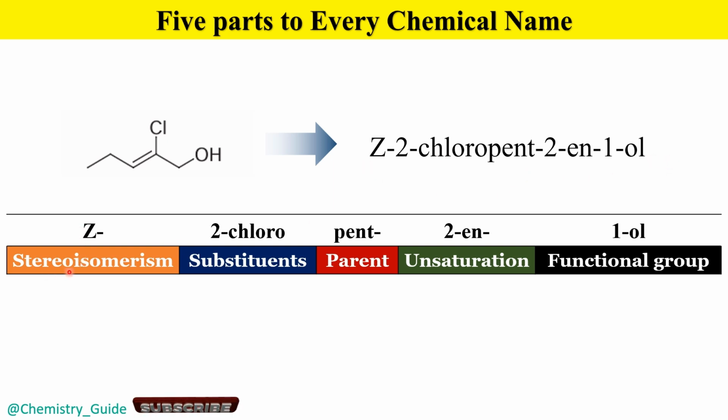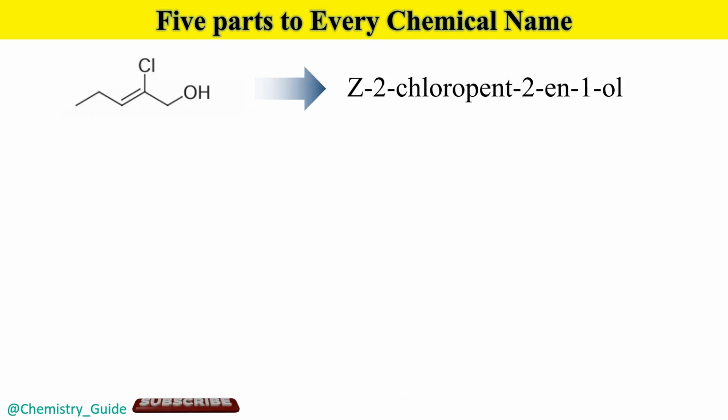The first part represents the stereoisomerism, the second part represents the substituent, the third part represents the parent chain, the fourth part represents the sites of unsaturation, and the last part represents the functional group. So the first tip is that deriving the IUPAC name of any chemical compound depends upon these 5 parts. So let us see these 5 parts in detail.